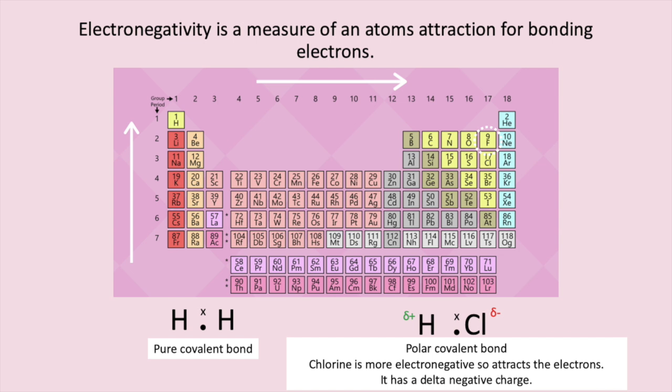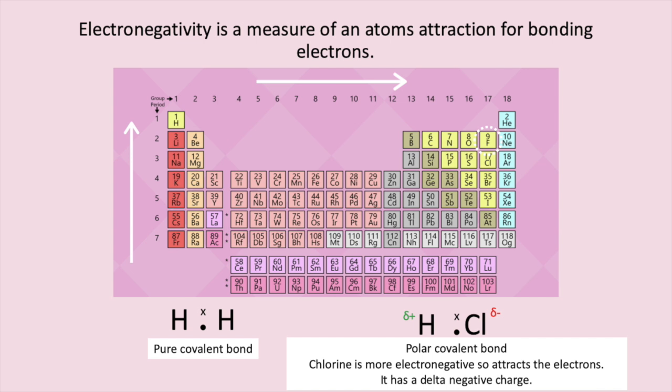Electronegativity is a measure of an atom's attraction for bonding electrons. It increases across the period and up the group. Fluorine is the most electronegative element. This means it attracts electrons the most out of any element on the periodic table.